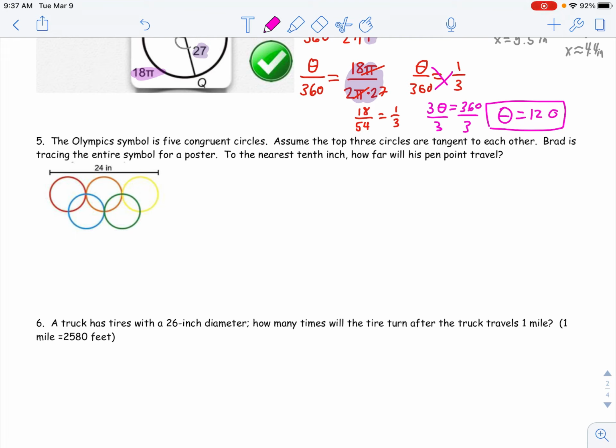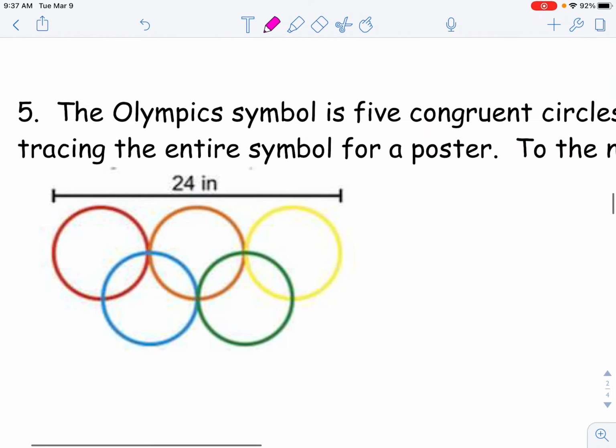The Olympic symbol is 5 congruent circles. Assume that the top 3 circles are tangent to each other. That means that they just touch right then and there. Brad is tracing the entire symbol for a poster. To the nearest 10th, how far will his pen travel? All right, so this problem seems a little crazy, but let's just break it down.